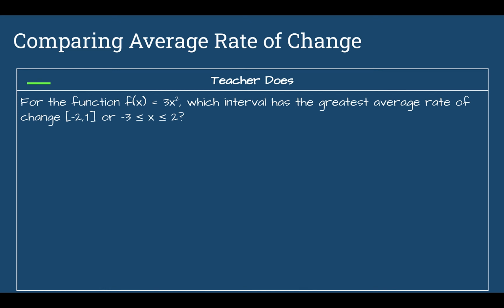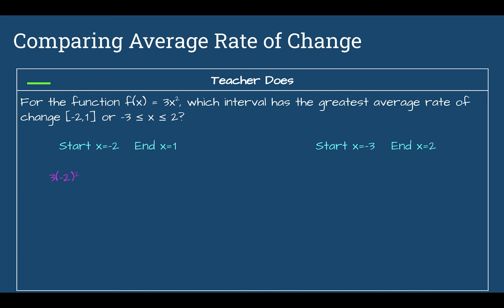Finally, let's look at comparing average rate of change. So for the function f of x equals 3x squared, which interval has the greatest rate of change? Is it between -2 and 1 or between -3 and 2? So for this, you're going to need to evaluate the function for both intervals. The first one, we're starting at x equals -2 and ending at x equals 1. The second one, we're starting at x equals -3 and ending at x equals 2.